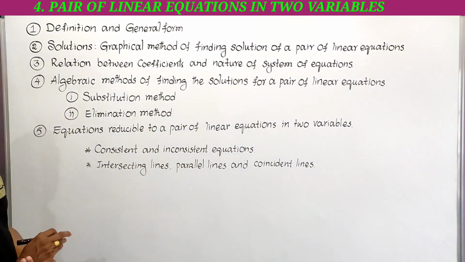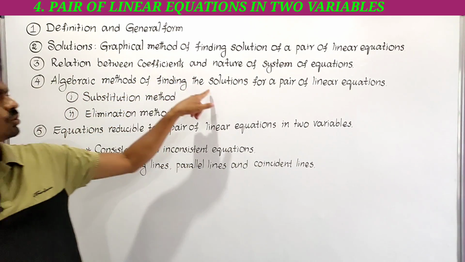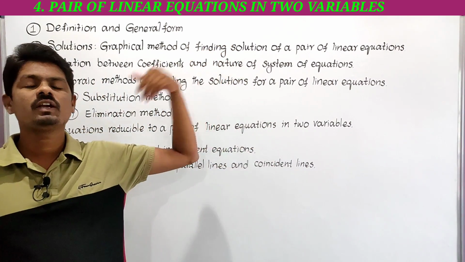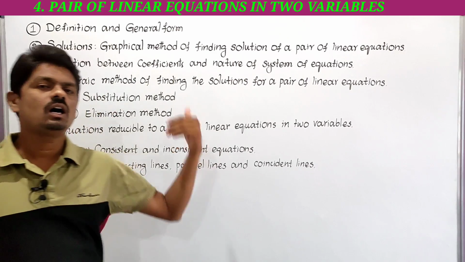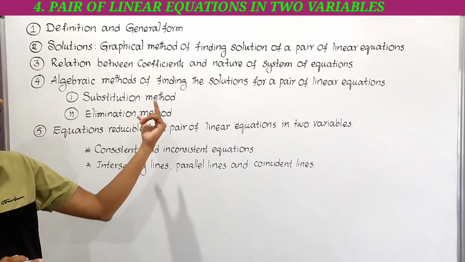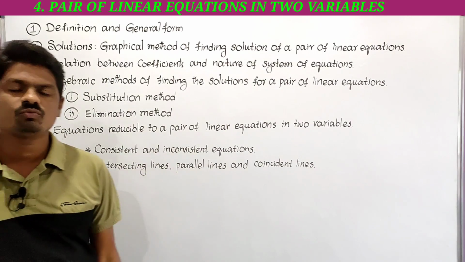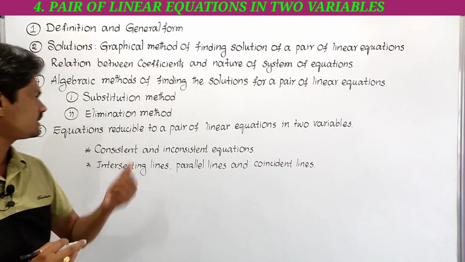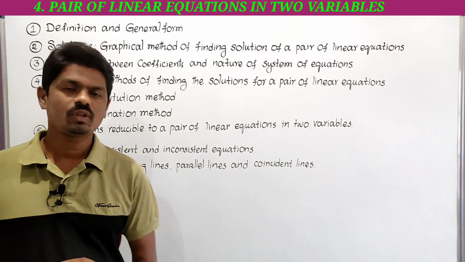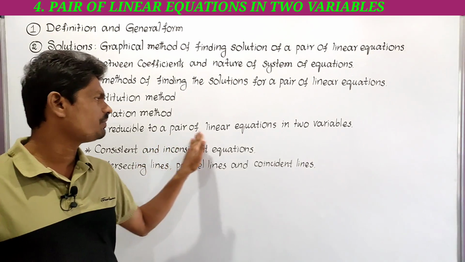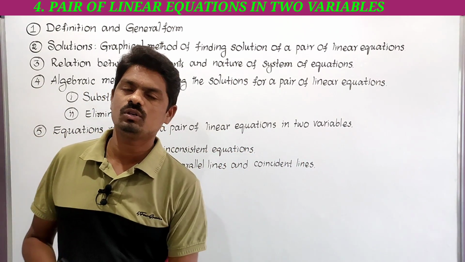Next, algebraic methods of finding the solutions for a pair of linear equations. So we have the graphical method of finding solution and algebraic methods of finding solution. Here, in algebraic methods, we have two methods to find the solution. The first one is the substitution method, the second one is the elimination method. Next, the fifth one, equations reducible to a pair of linear equations in two variables.